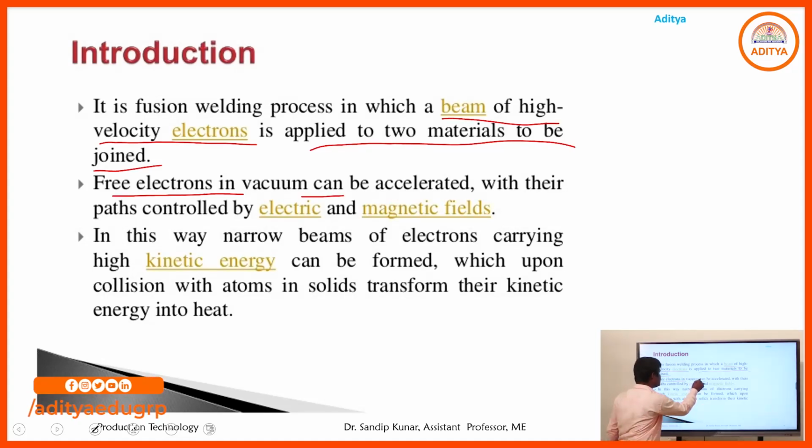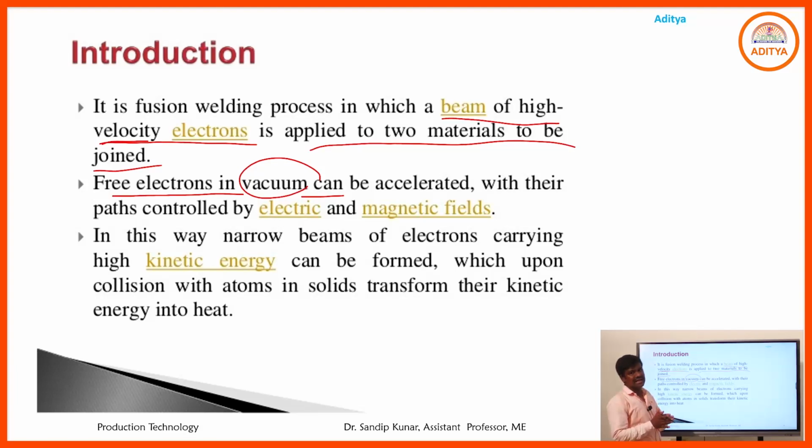Why are we taking the vacuum condition in electron beam welding? If the beam of high velocity electrons collides with air particles, the velocity of the electrons will be reduced. Due to the reduction of velocity, they will not reach the workpiece properly, and the melting temperature at the welding phase of the work material will be reduced. That is not good for the welding process.